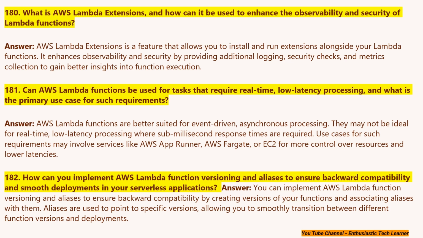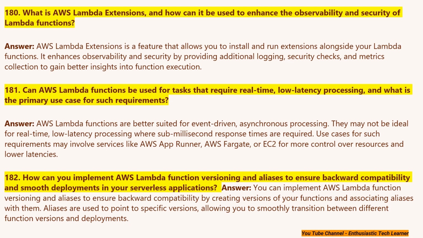What are AWS Lambda extensions, and how can they be used to enhance the observability and security of Lambda functions? AWS Lambda extensions is a feature that allows you to install and run extensions alongside your Lambda functions. It enhances observability and security by providing additional logging, security checks, and metrics collection to gain better insights into function execution.